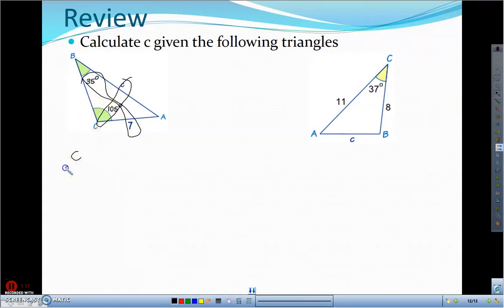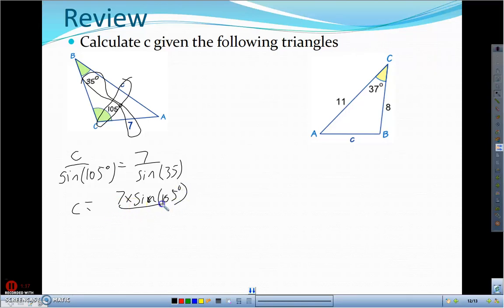In this case, I've got c over sine of 105 is equal to 7 over sine 35. C is equal to 7 times sine 105 divided by sine 35. Pulling out my trusty calculator, C is equal to 11.7882, but we'll round to 2 decimal places.